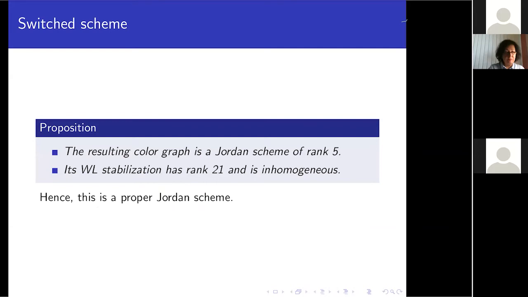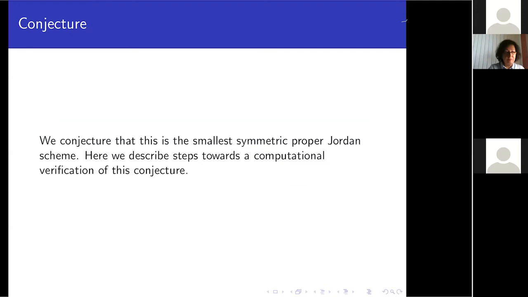Okay. If we take this rainbow and compute the smallest coherent configuration that contains it, then we get rank 21, and that means its symmetrization has rank at least 11, and so it is not the same as our starting scheme, and so this is really a proper Jordan scheme. So we think that this is the smallest example of a proper Jordan scheme, symmetric.